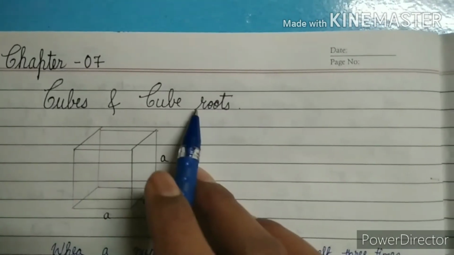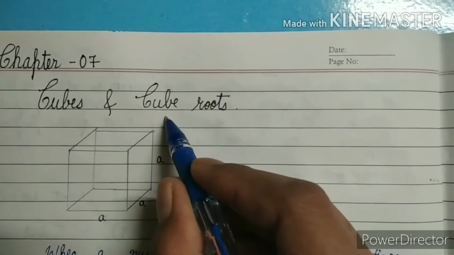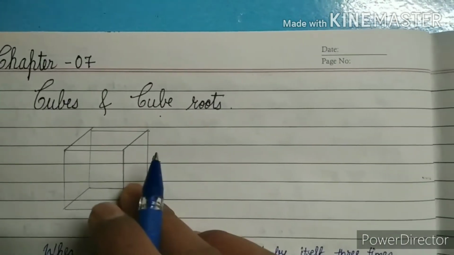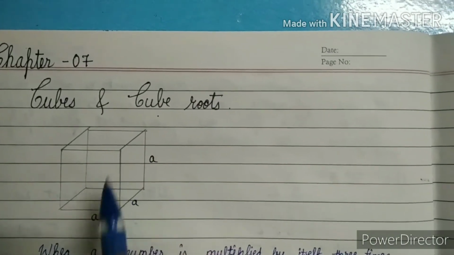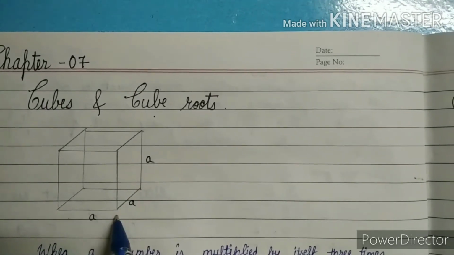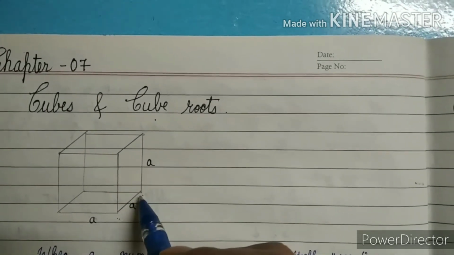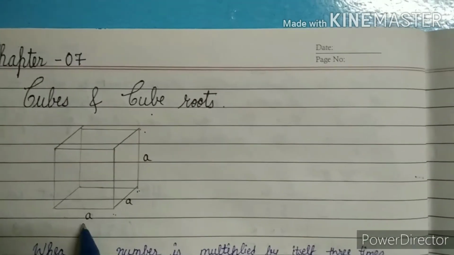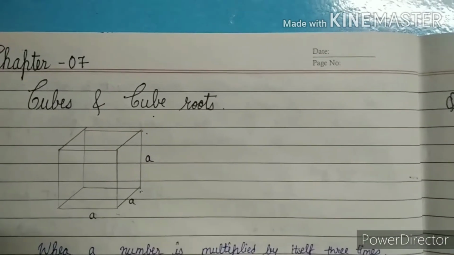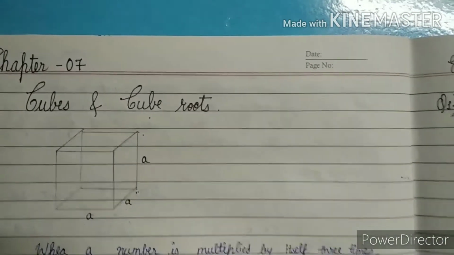Before starting the chapter, what is the meaning of cube? A cube is a solid figure that has the same length, the same width and the same height. The same height, same width and same length is considered as a.